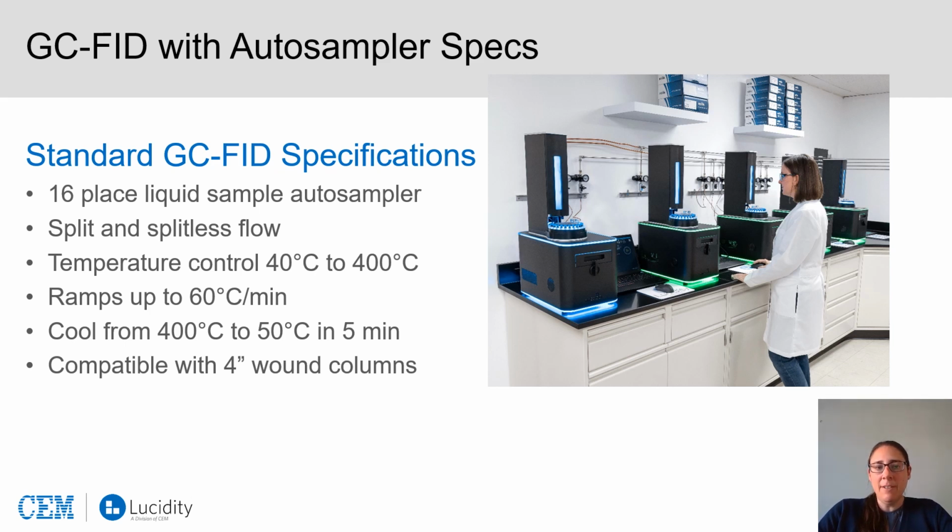The GC-FID does come with an autosampler. It's a 16-place liquid autosampler. It can do splitless flow, temperature control from 40 to 400 degrees C, and ramps up to 60 degrees C per minute. It can cool from 400 C to 50 degrees C in 5 minutes. You see that's pretty rapid. And it's compatible with 4-inch wound columns. So while your column does need to be on a column holder, you're not limited in the type of columns you can use.